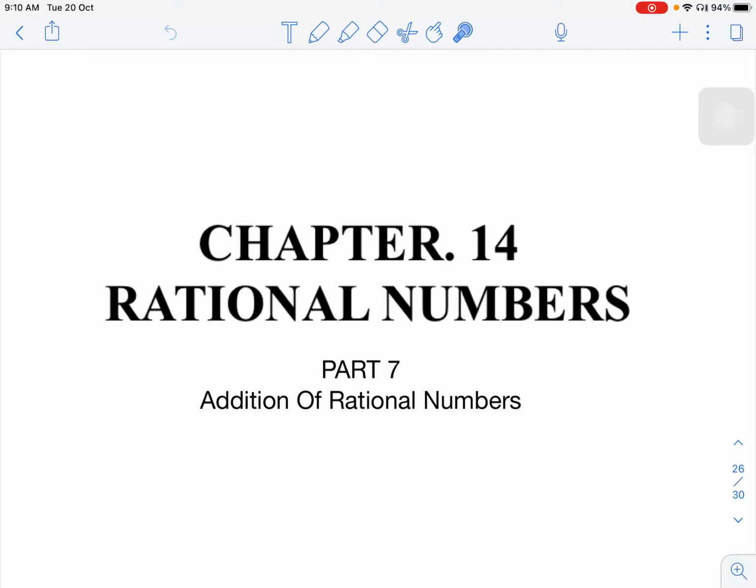So hello students, today we are going to learn chapter number 14 of class 7, that is rational numbers. In this part, that is part 7, we are going to learn about addition of rational numbers. Okay, so let us start.